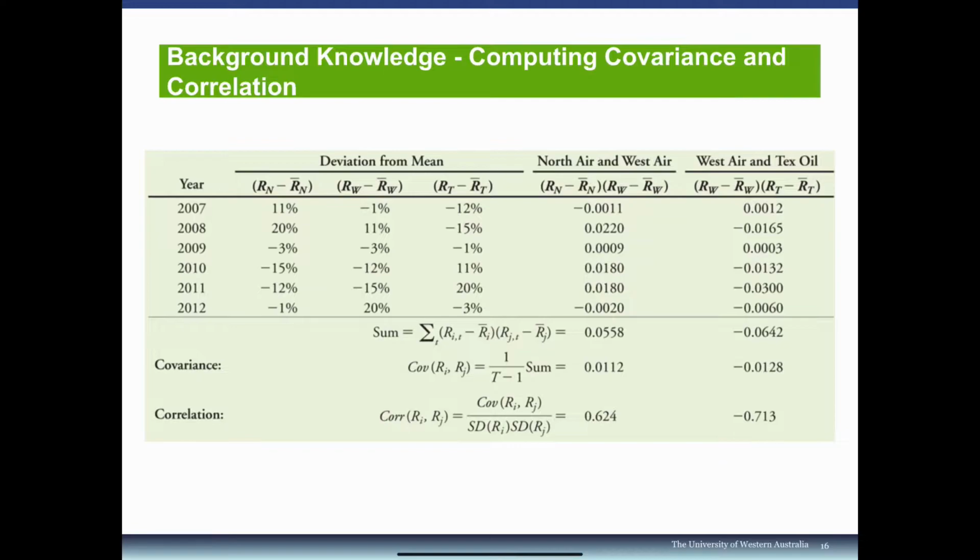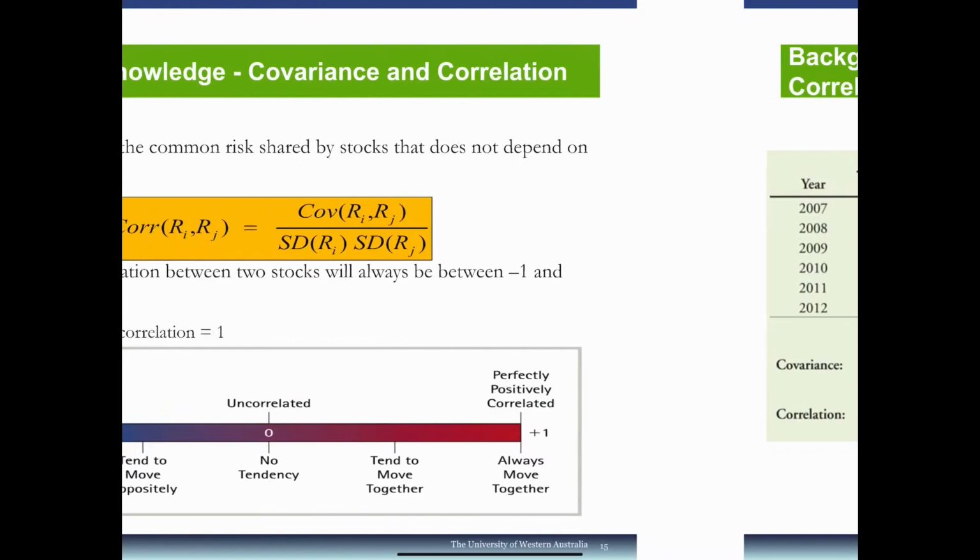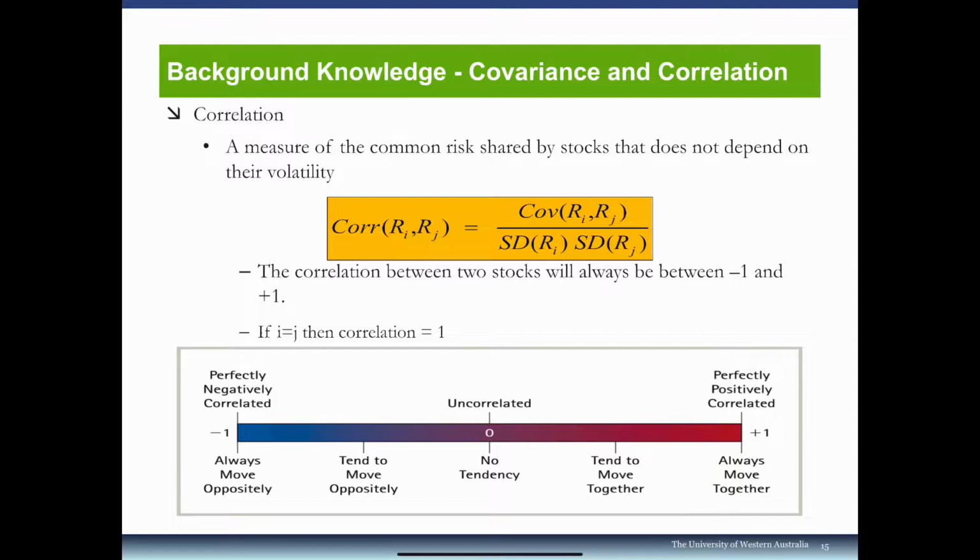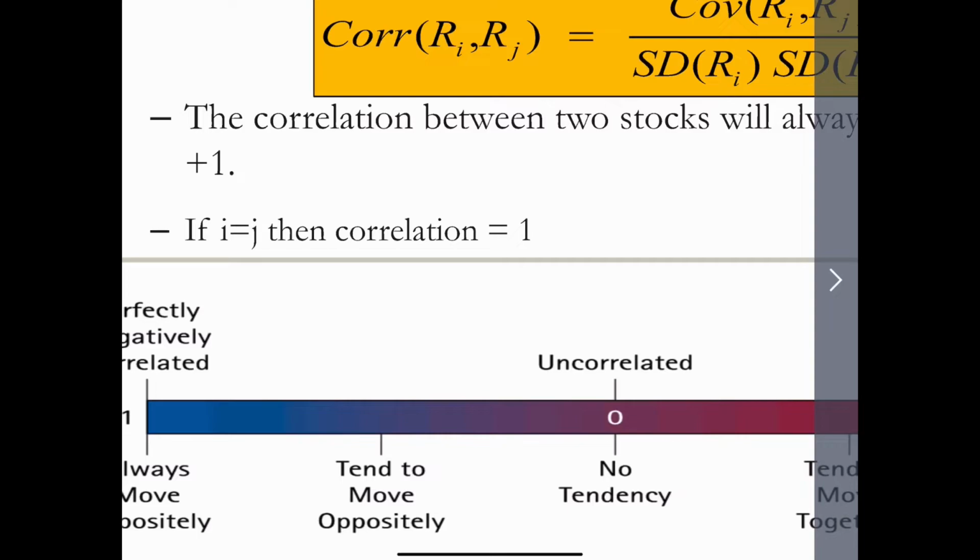So here, let's say we calculate the covariance of North Air and West Air, and the covariance between West Air and Texas Oil, and we calculate the correlation. We find that the correlation between North Air and West Air is 0.624, and the correlation between West Air and Texas Oil is minus 0.713. So you can think about these two pairs. North Air and West Air sit on one end, they tend to move together. But West Air and Texas Oil sit on the other side, they tend to move oppositely, right?